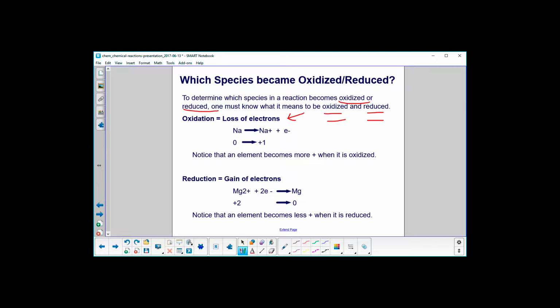So if sodium goes to the sodium ion and gives up an electron, its charge goes from 0 to +1. So the element becomes more positive when it is oxidized. Reduction is when you gain electrons. So if you have magnesium 2+ gaining 2 electrons to become neutral magnesium, magnesium went from +2 to 0. An element becomes less positive when it is reduced. So that's a good handy way to remember it. Reduce means less, so you get less positive in reduction, and you get more positive in oxidation.